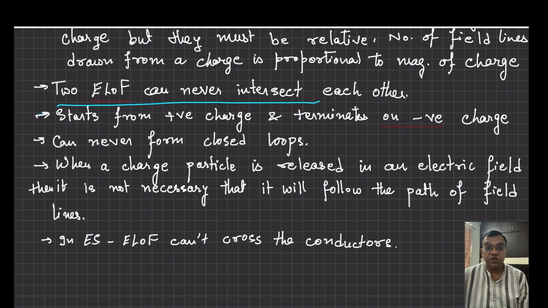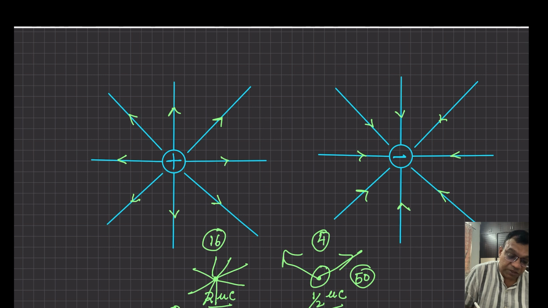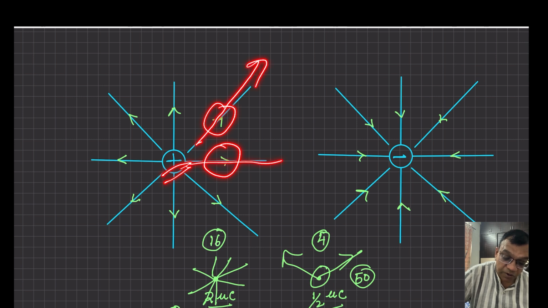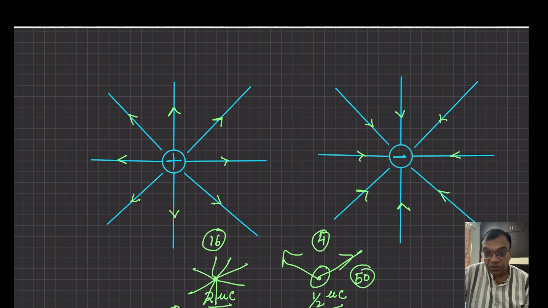Electric lines of force start from a positive charge and terminate on the negative charge. You see these two diagrams. This is positive charge and this is negative charge. Electric lines of force will start from this positive charge and terminate on the negative charge. You see the arrow's direction. It is positive charge, field is like this, going upward, outward. Negative charge, coming inward. Starts from positive charge, terminates on the negative charge.